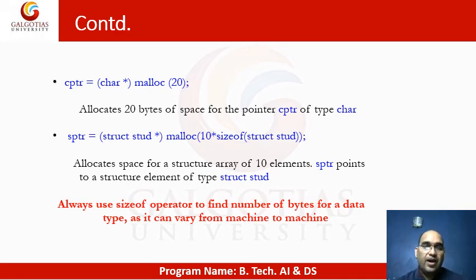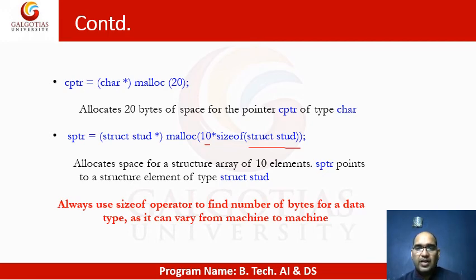So here you have a pointer char malloc 20. It allocates 20 bytes of space for the pointer cptr of type char, and in this one it allocates 10 into size of structure. There is a structure named stud, which might have been used for a student. Whatever the size of the structure is, you multiply that with 10, and that much total space is allocated for this.